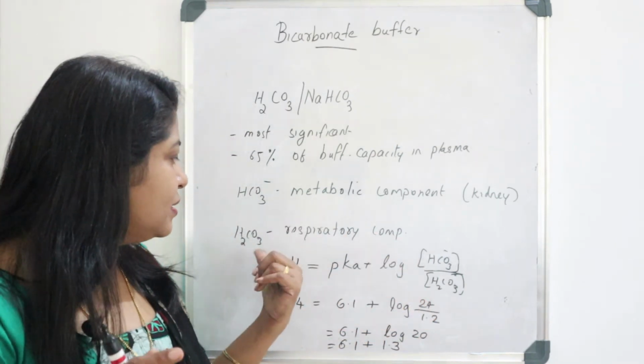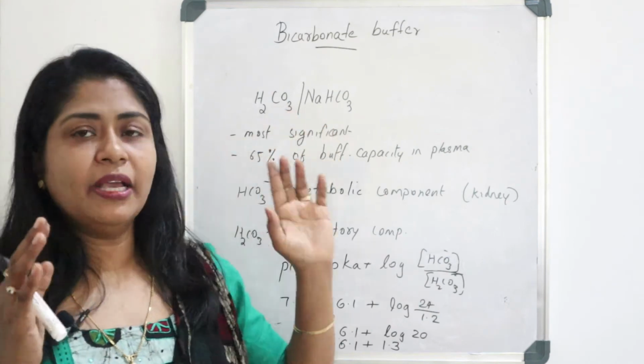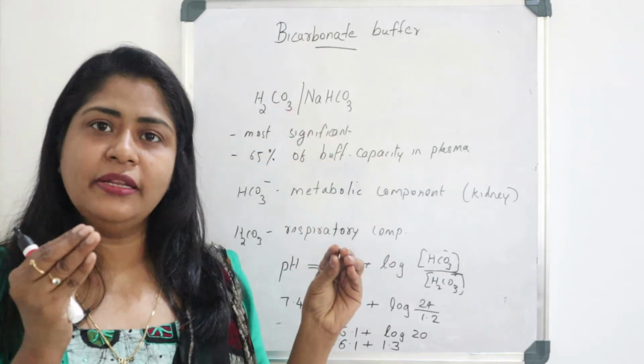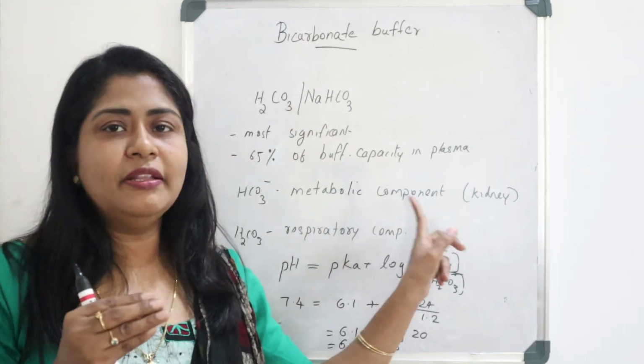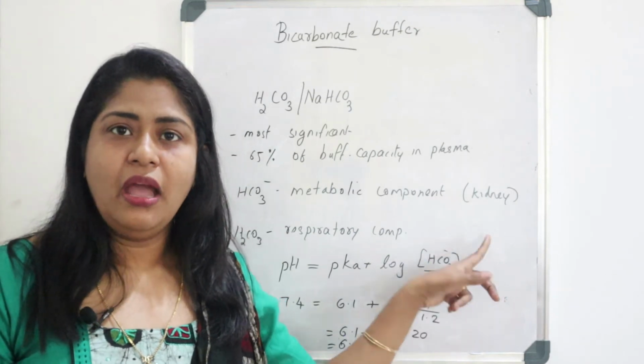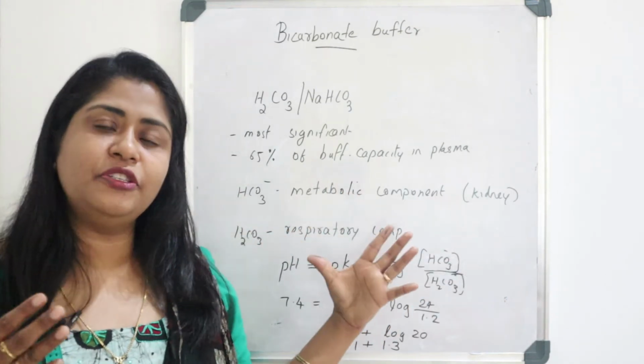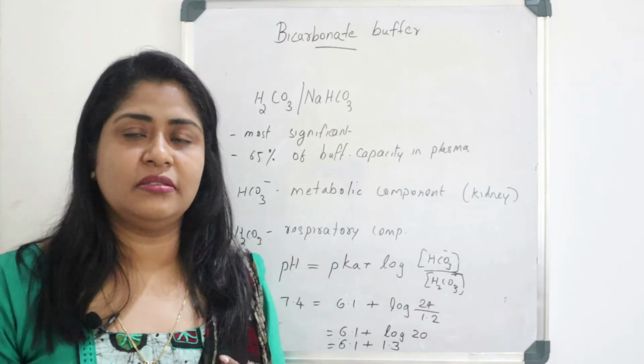When we move to its components, bicarbonate and carbonic acid, we know bicarbonate is the metabolic component, and that is regulated by the kidney. And carbonic acid is the respiratory component, that is regulated by the lungs, by respiration.